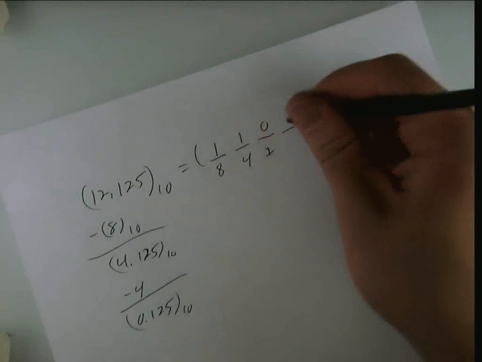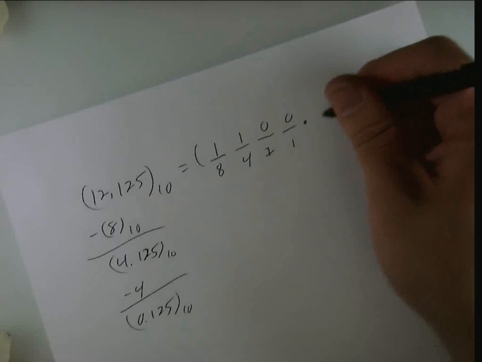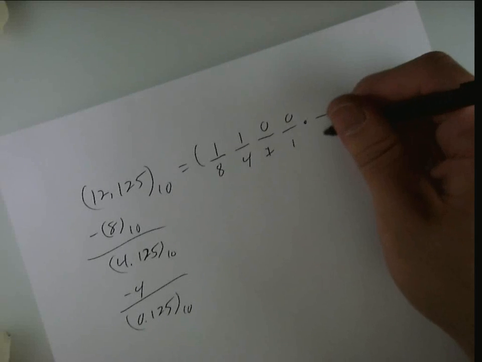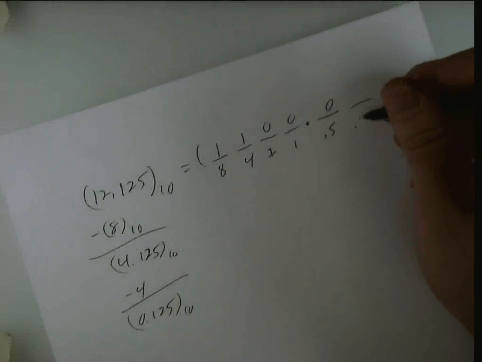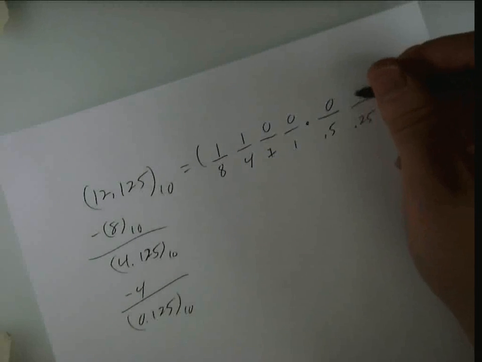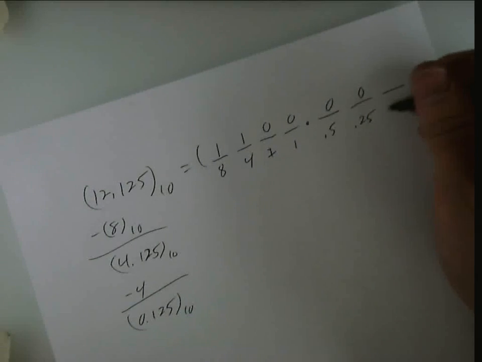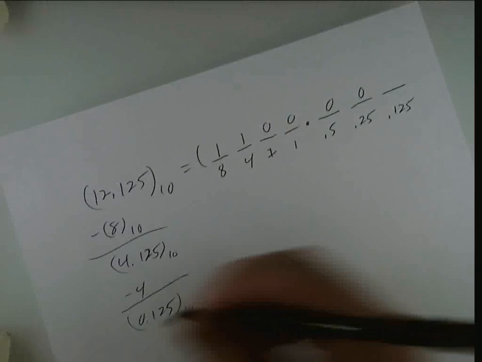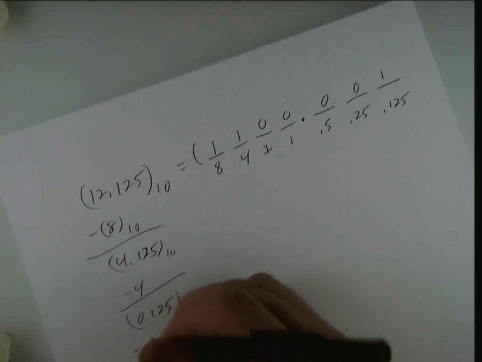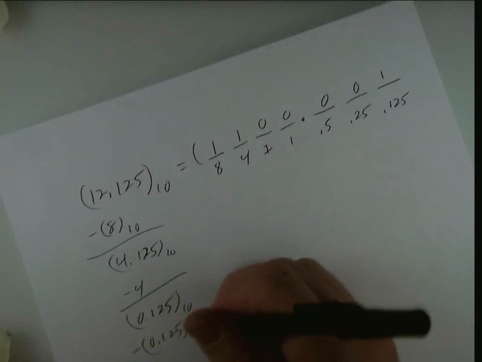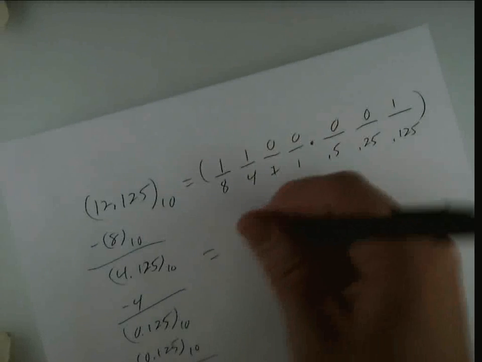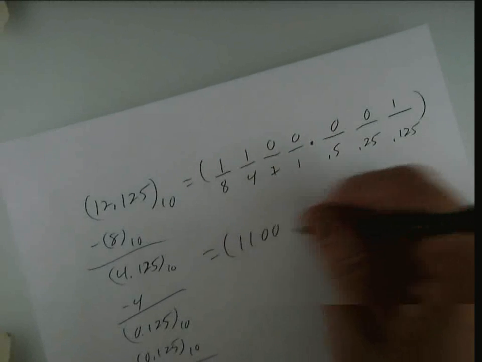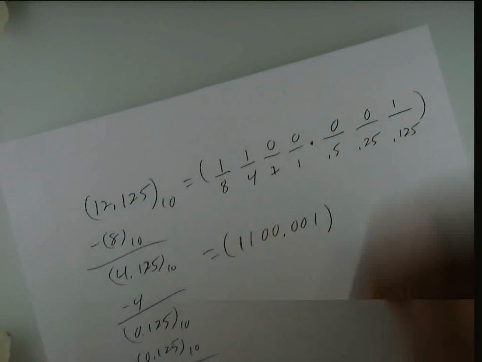So I got 2, 1, the radix point. Now I've got here 1/2, which is 0.5. That's bigger. And then I've got 0.25, which is 2 to the negative 2. That's also bigger. And now I've got 2 to the negative 3, which is 1/8, so 0.125. That's a perfect match. And so we are now done converting this from decimal to binary. So this in summation is 1100.001 in base 2.